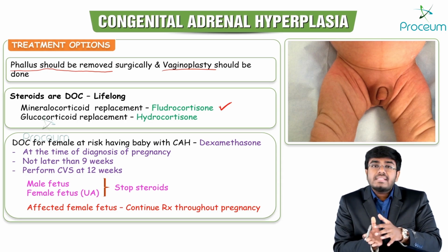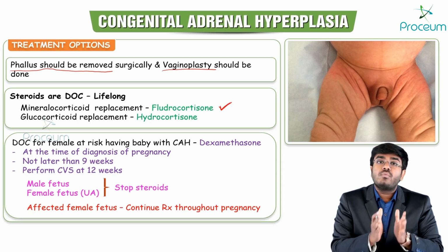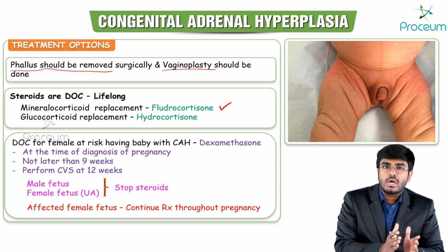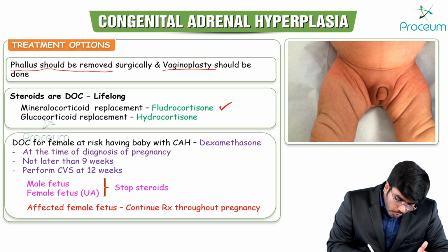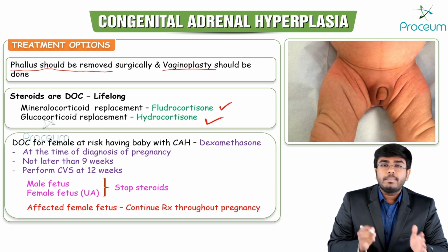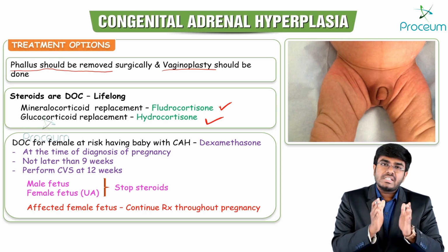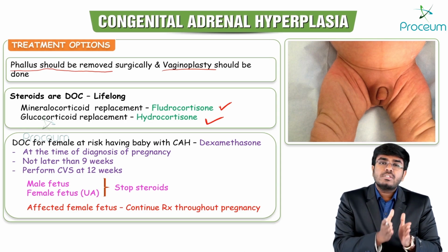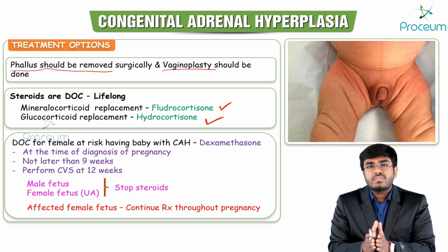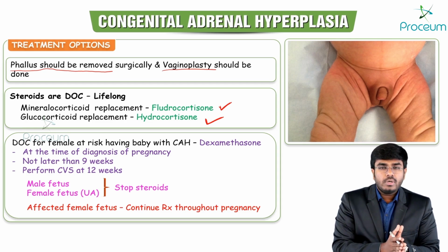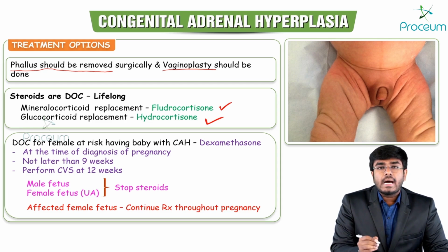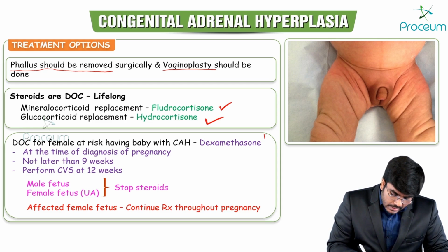Okay, so to replace the aldosterone, we are giving fludrocortisone, and to replace the glucocorticoid, that is cortisol, we are giving hydrocortisone. So for the treatment of congenital adrenal hyperplasia in a female, to replace glucocorticoids and mineralocorticoids, we are giving fludrocortisone and hydrocortisone. Now, the very important area in this slide is this.